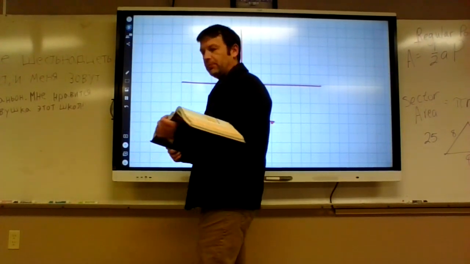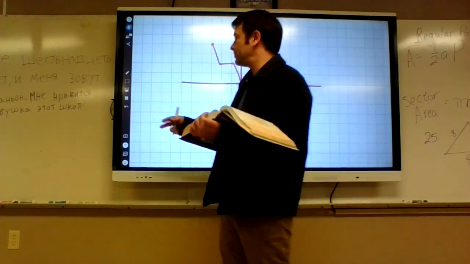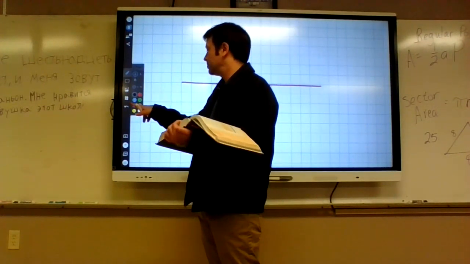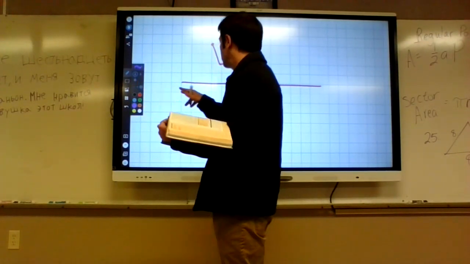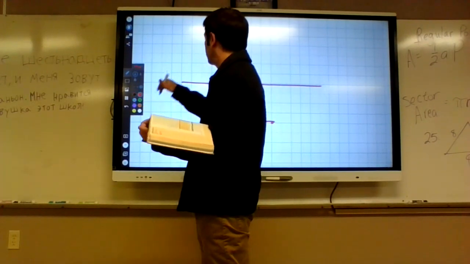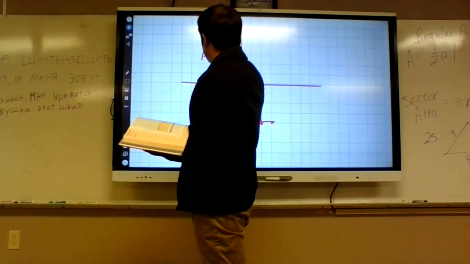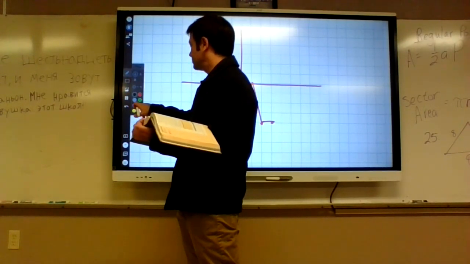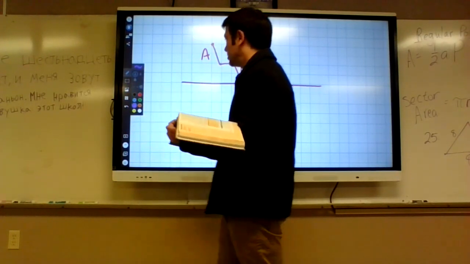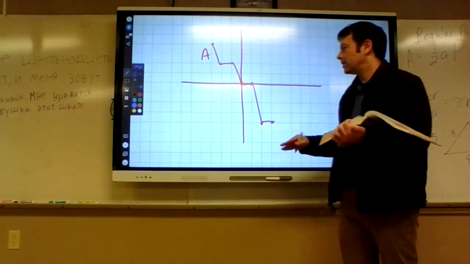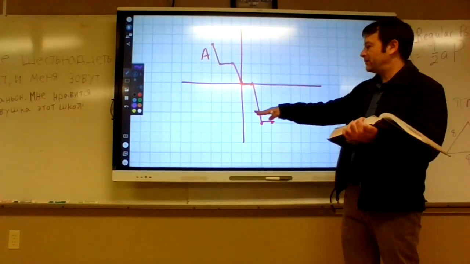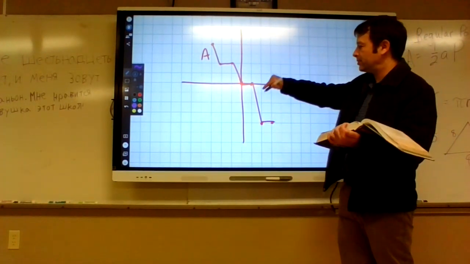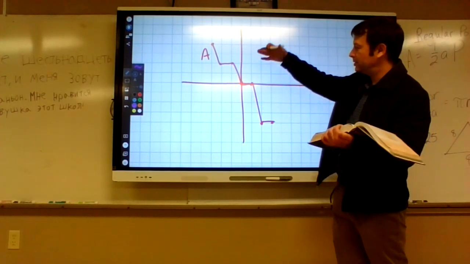Here, I'll label it. A. What happens on B when you do absolute value? Doesn't it do a V? No, it just bounces up when it hits 0. Yeah. Absolute value turns negative values into positive values. So what was negative right here?